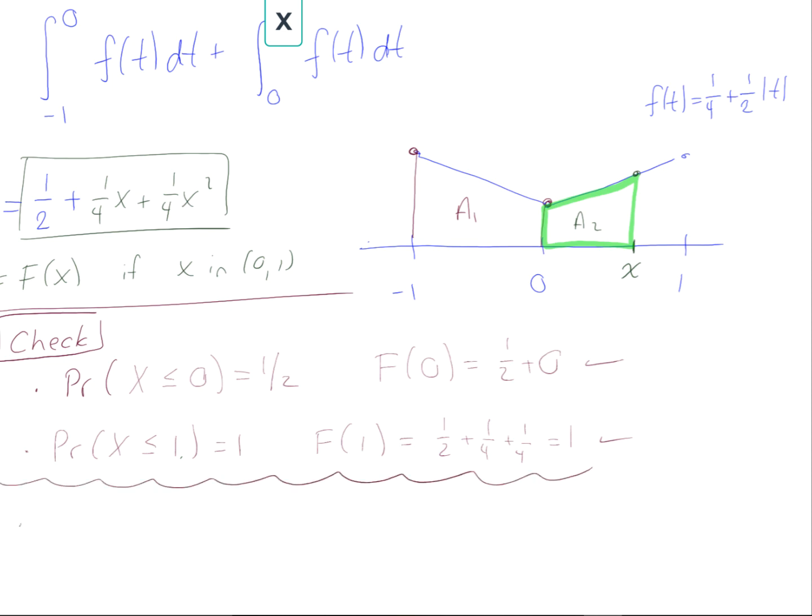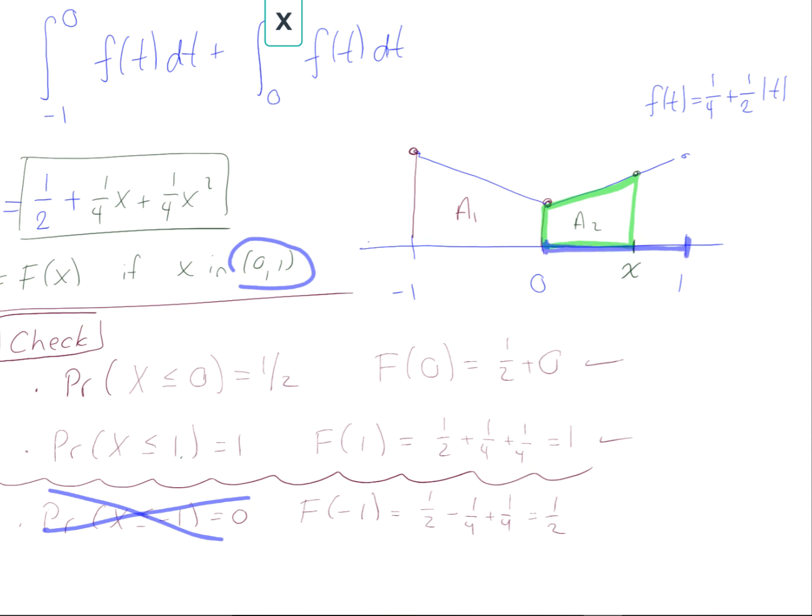To avoid a potential pitfall, one thing we know is that the probability x is less than or equal to negative 1 needs to be 0. If I try to plug in negative 1 to my function, I get 1/2 minus 1/4 plus 1/4, which is 1/2. So why doesn't this make sense? It doesn't make sense because negative 1 is not in 0 and 1. So we make no claims that this cumulative distribution function is correct for values of x except for values between 0 and 1. So don't get confused by trying to check it and finding something like this.